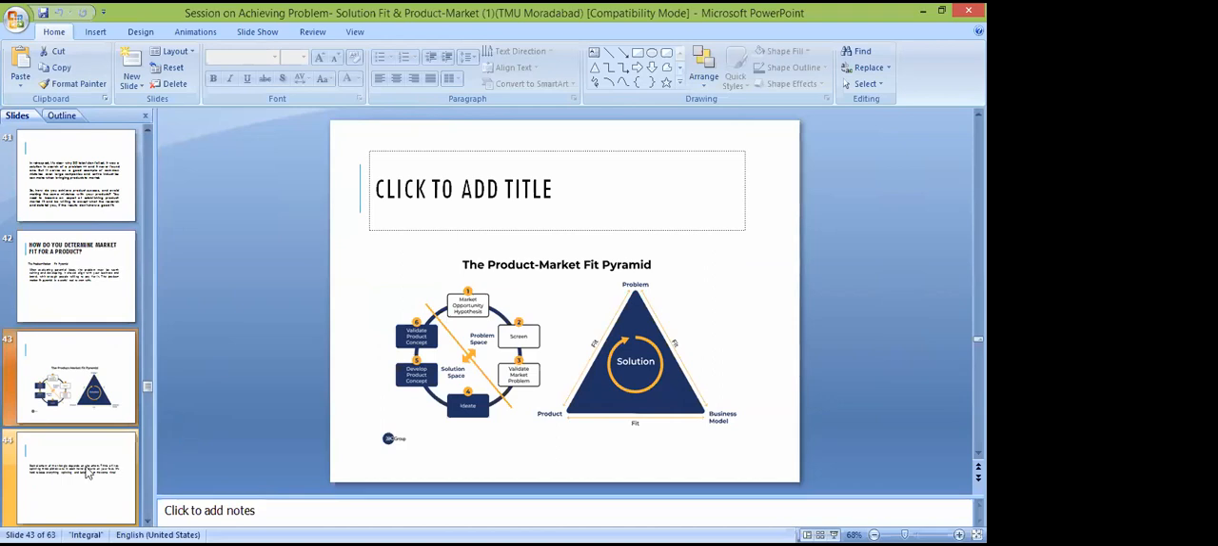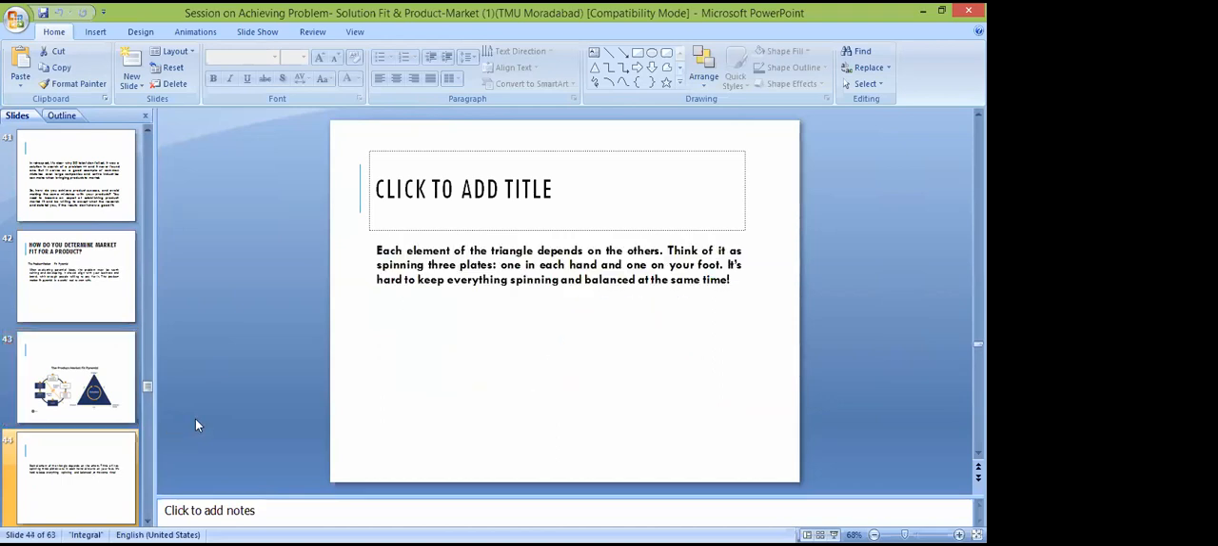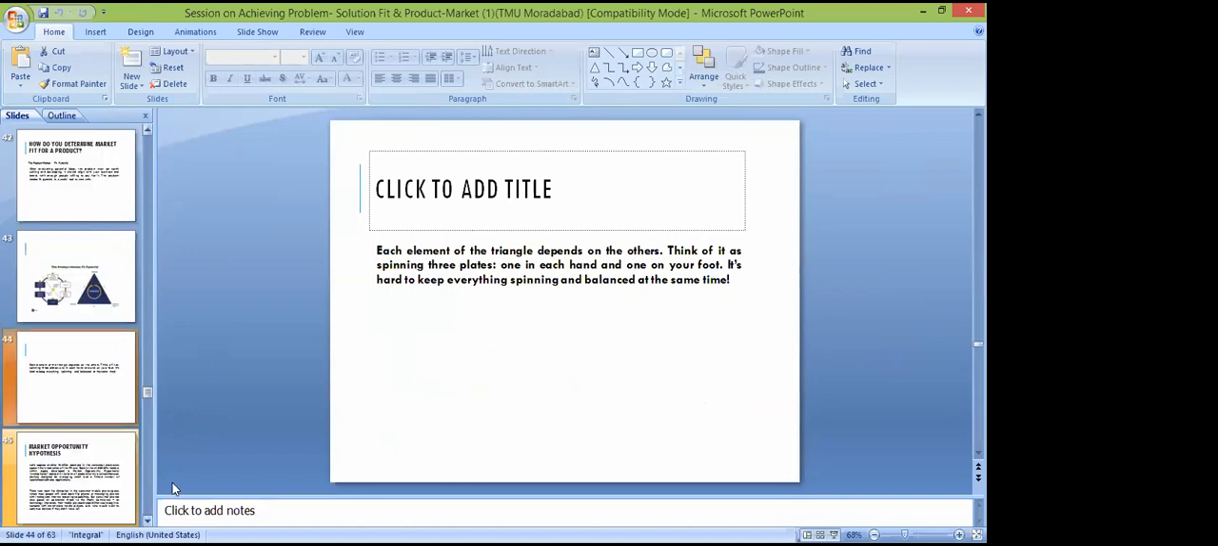Next. Each element of the triangle depends on the others. Think of it as spinning three plates, one in each hand and one on your foot. It's hard to keep everything spinning and balanced at the same time.